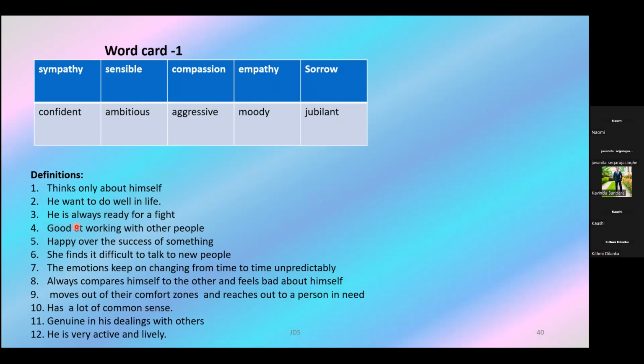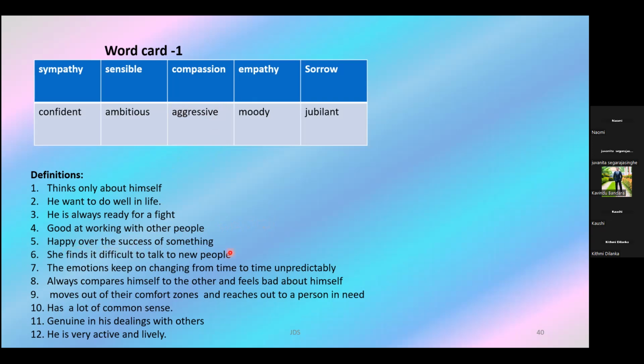Third one, always ready for a fight. Aggressive. Right, so for the moment let's take it as aggressive and we'll cut it off. Good at working with other people. It's not found. The word is not there, not given.